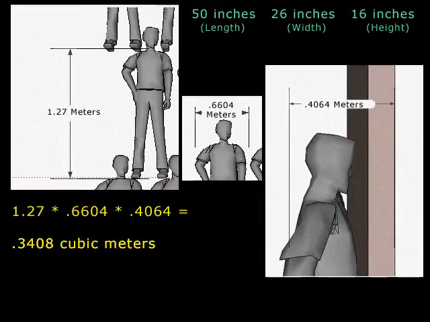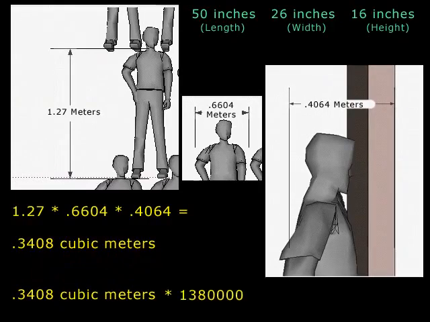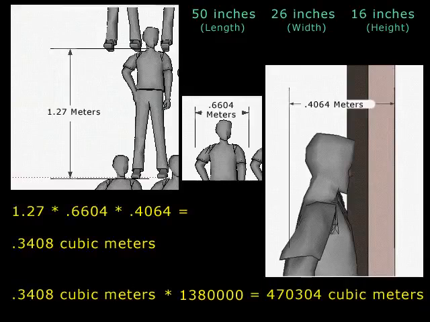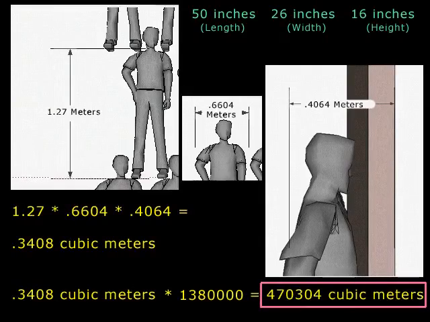Multiplying the numbers we just came up with, we get 0.3408 cubic meters per body. Then we take that number and multiply it by the total amount buried to get 470,304 cubic meters. This is our estimation of the total burial space for 1.38 million people.